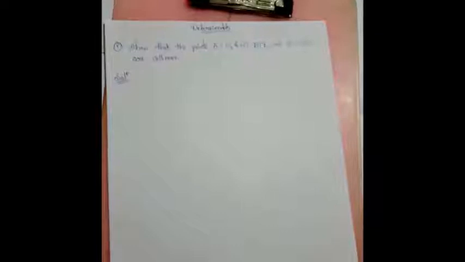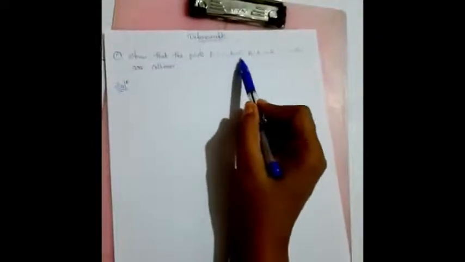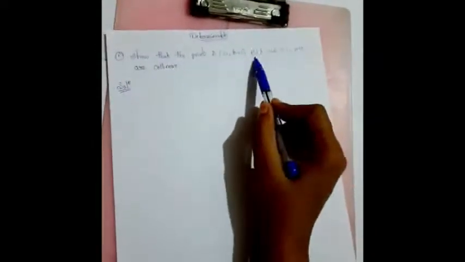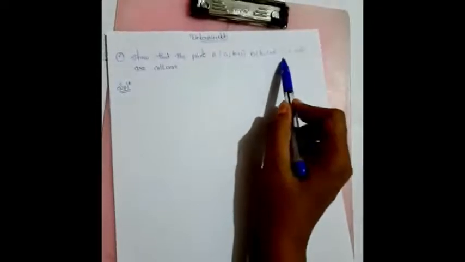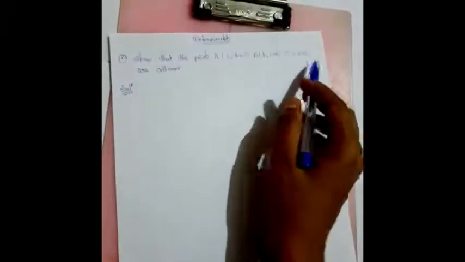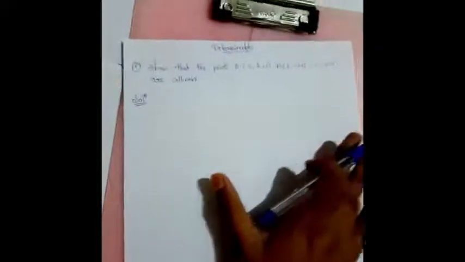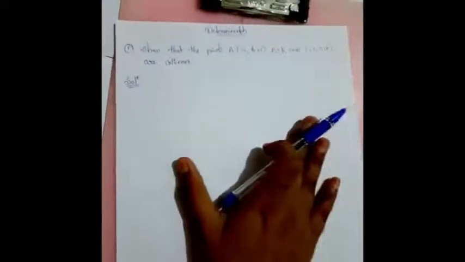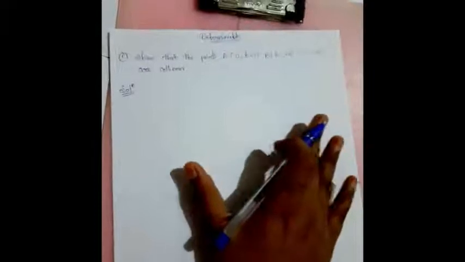Hello students, in today's video let us continue with the determinants chapter. The first question is: show that the points A (a, b+c), B (b, c+a), and C (c, a+b) are collinear. We have to show that these 3 points are collinear using the determinant method. How do we show that three points are collinear in general?